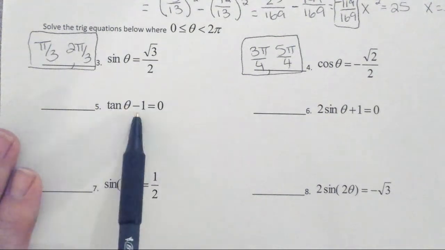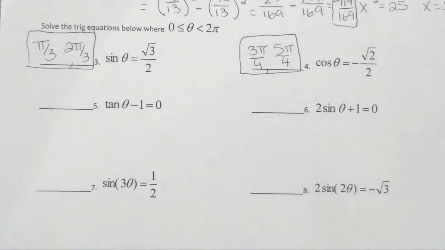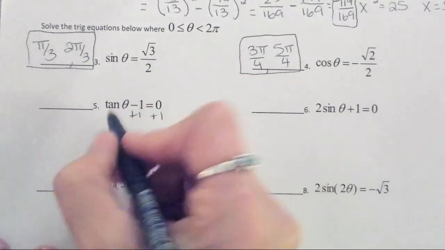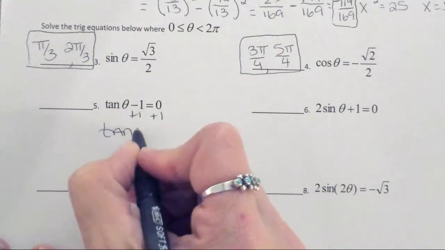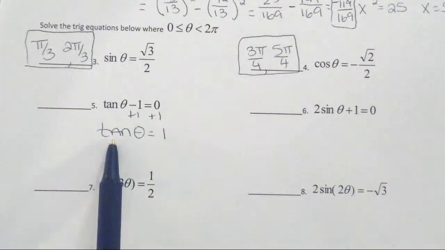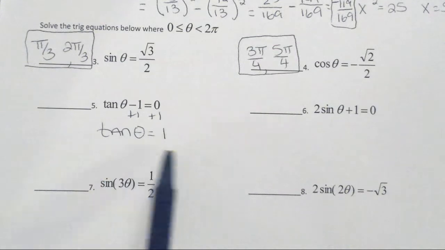It says tangent theta minus 1 equals 0. So the first thing I have to do is get tangent by itself. So I'm going to add 1 to both sides, and we get tangent theta equals 1. So now I want to know where on my circle does tangent equal 1.